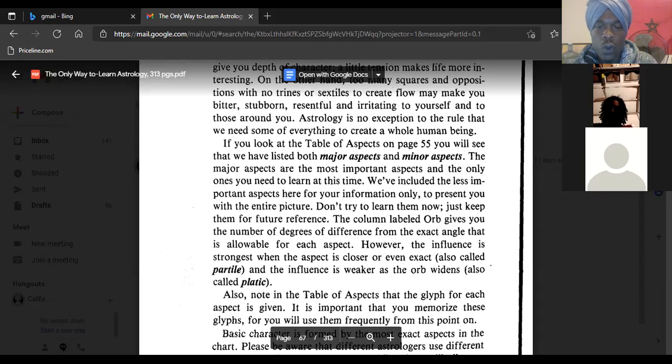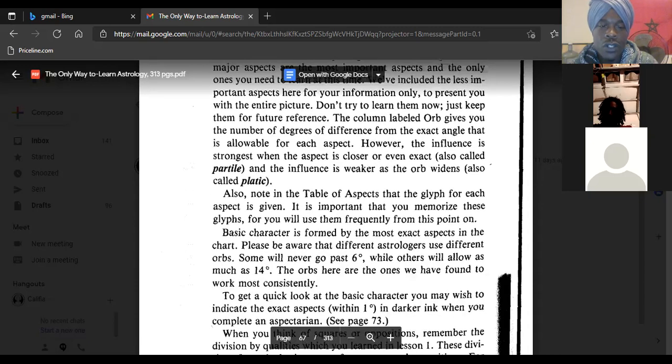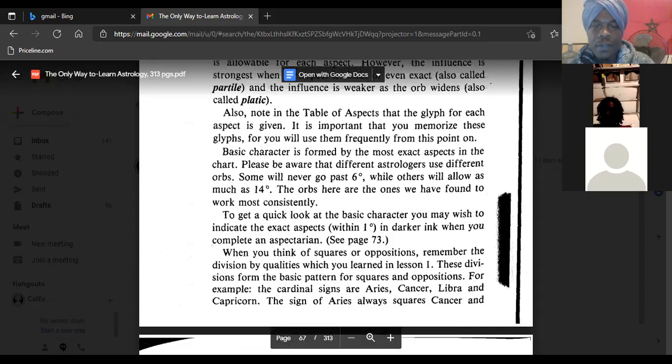The column labeled orb gives you the number of degrees of difference from the exact angle that is allowable for each aspect. However, the influence is strongest when the aspect is closer or even exact, also called partile, and the influence is weaker as the orb widens, also called platic. Also, note in the table of aspects that the glyph for each aspect is given. It is important that you memorize these glyphs, for you will use them frequently from this point on.